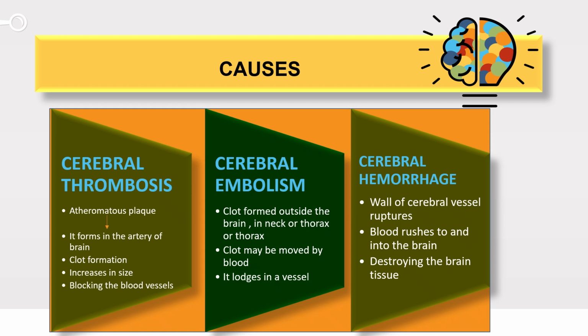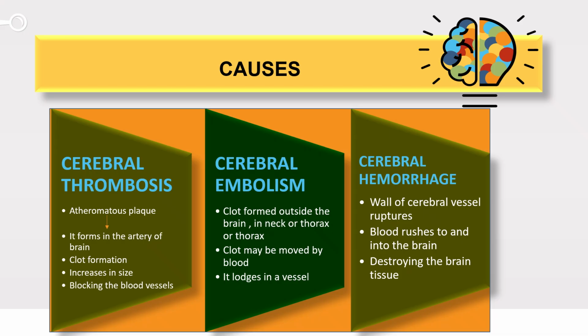Cerebral, now if what you have is an embolism, it is a clot formed outside your brain, maybe in the neck or in the thorax. And that clot moves because of the blood flow. It moves and it lodges in a blood vessel in the brain.